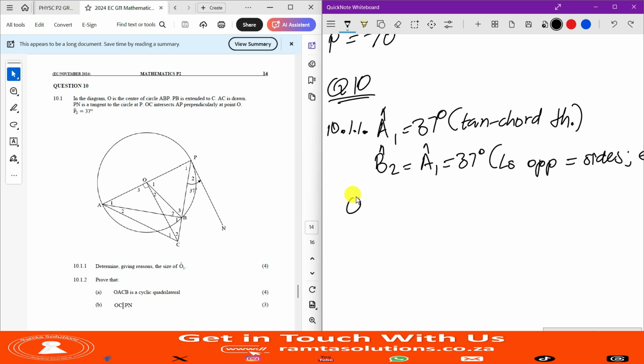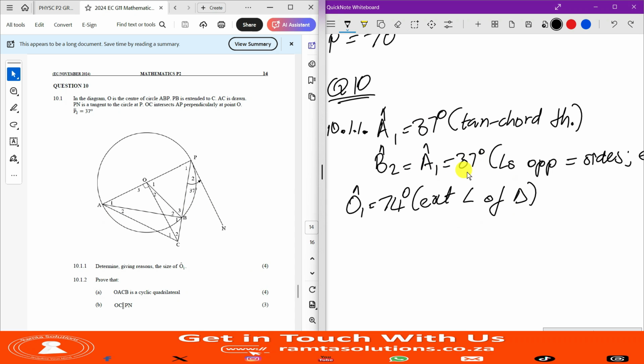Now, angle O1 is equal to 74 degrees. Why? The exterior angle of a triangle is equal to the sum of the interior opposite angles, right? So 37 plus 37 is equal to 74 degrees. So this is what we can say regarding O1. O1 is 74 degrees. All right, good. Moving on.